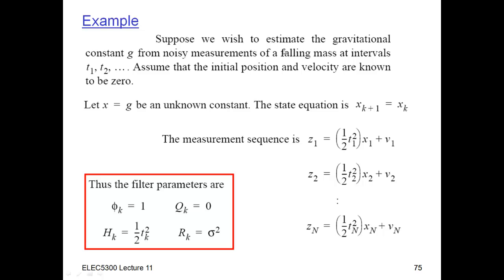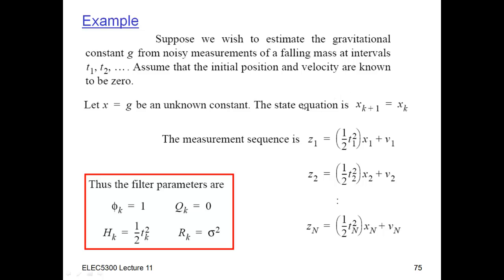And you measure, you let it fall from some location, and you measure its location at subsequent intervals, t1, t2, and so on. Right? So let's say you start your initial position and velocity at 0, right? And then you just let it fall, right?